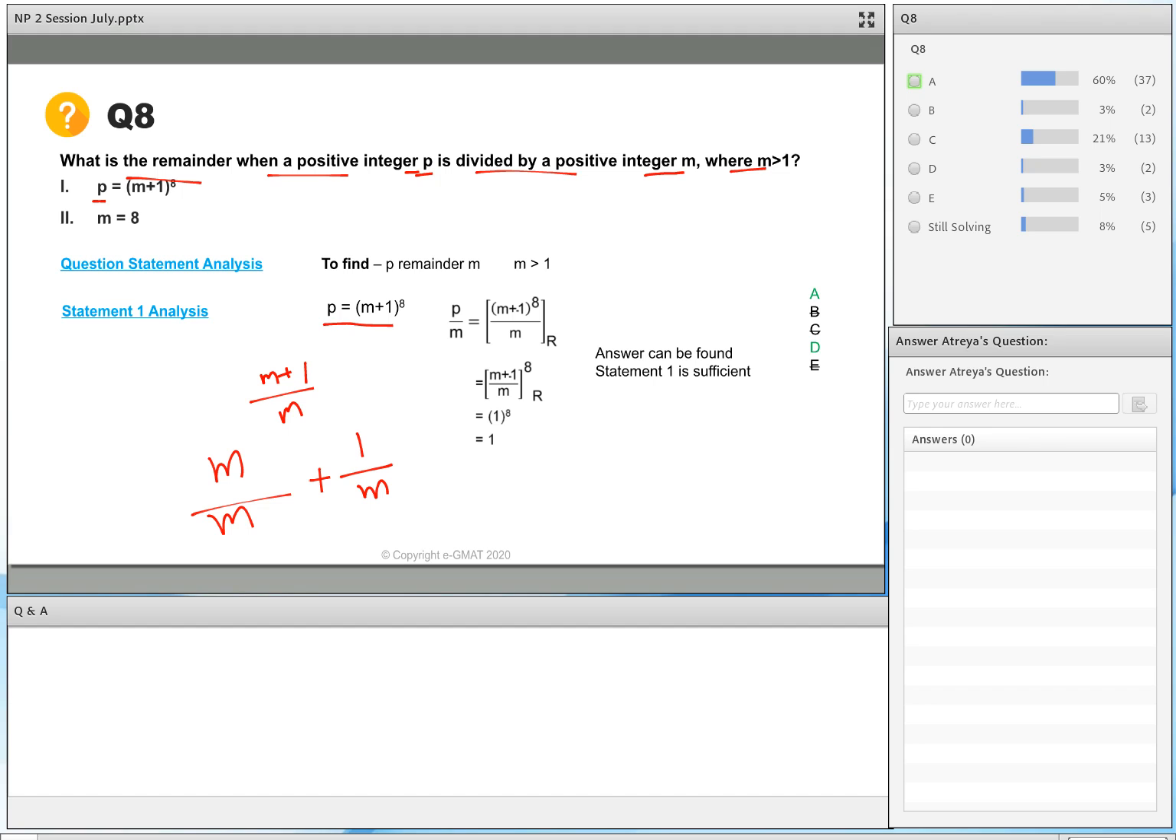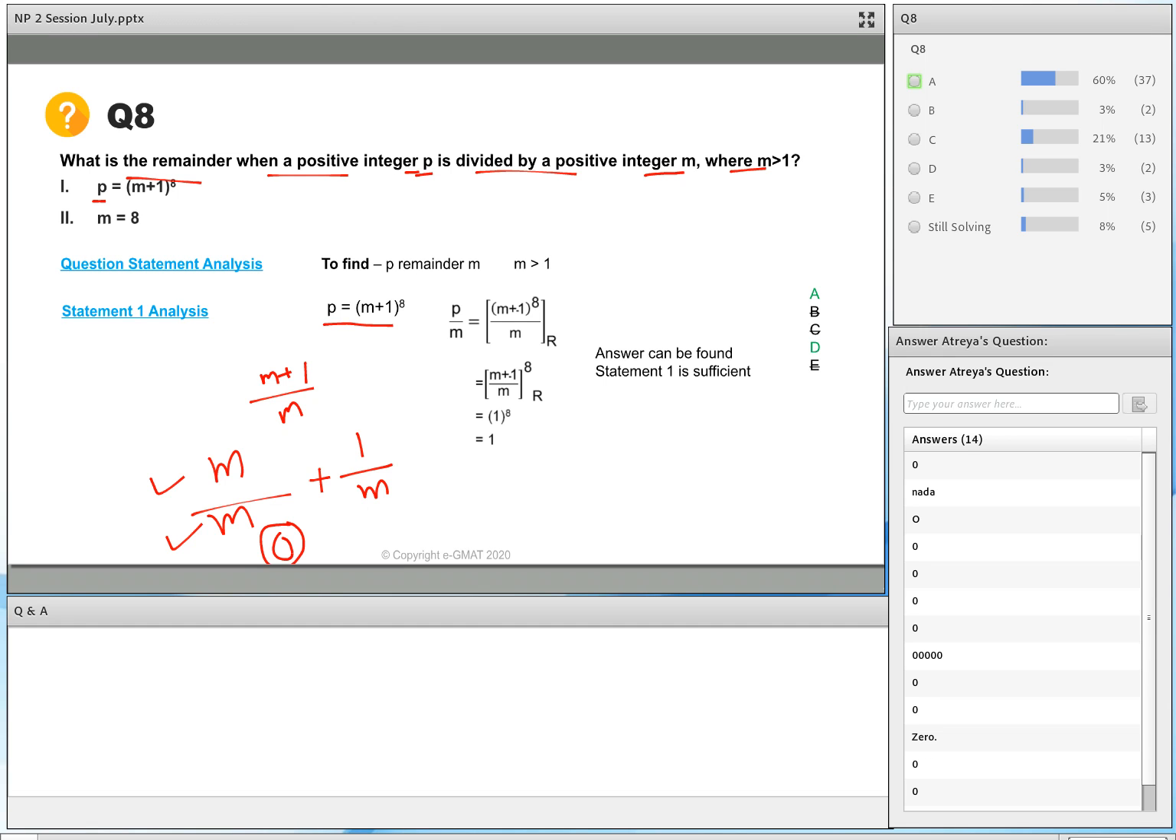Now very quickly, I'm going to open the short answer poll for all of you. What is the remainder when I divide m by m, guys? What is the remainder when I divide m by m? You can take a random example. Take m equal to 2 or 4 or 6 or 5 or 7. It's equal to 0, right? Perfect. So the remainder that I get here is equal to 0.